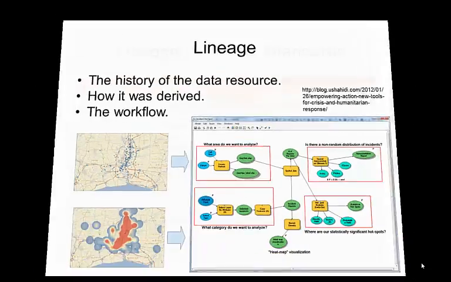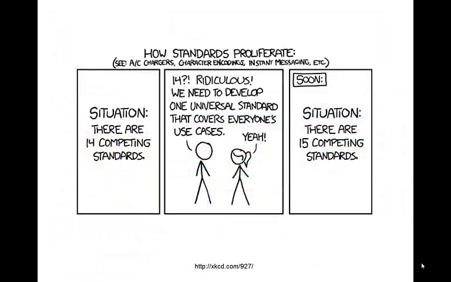All right, I'm just going back up to my cartoon, which was a bit out of sync. So we were talking about these different metadata standards. Well, why are there all these different metadata standards? So in the cartoon, there are 14 competing standards. We need to develop one universal standard that covers everyone's use cases. Situation, there are now 15 competing standards.